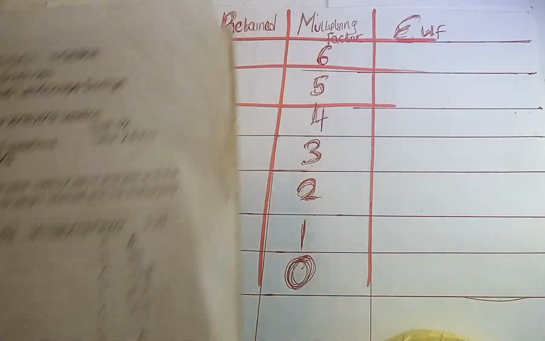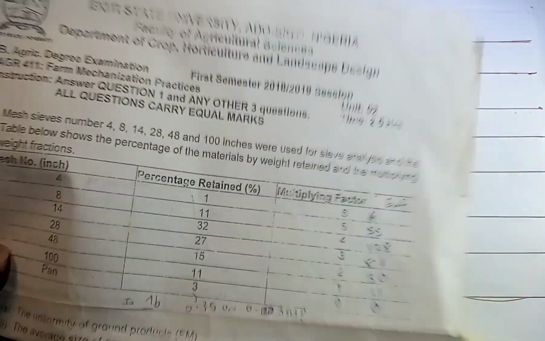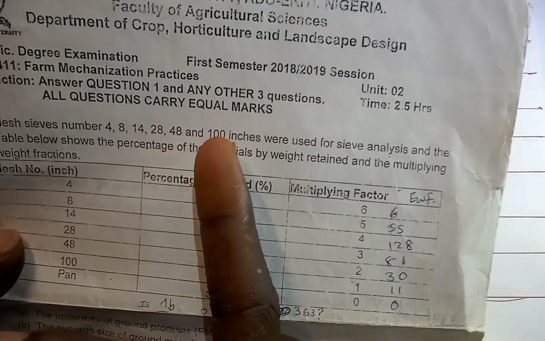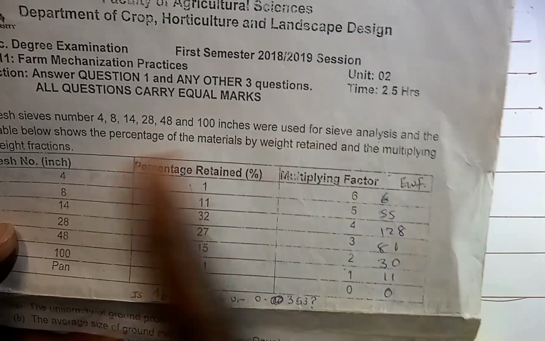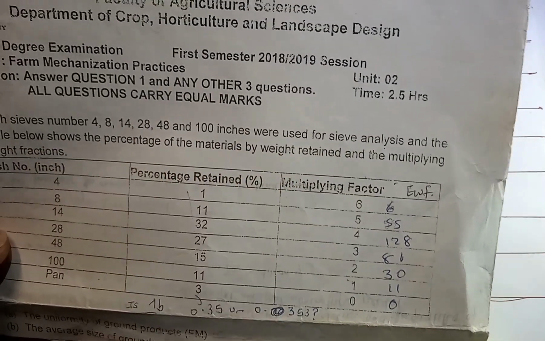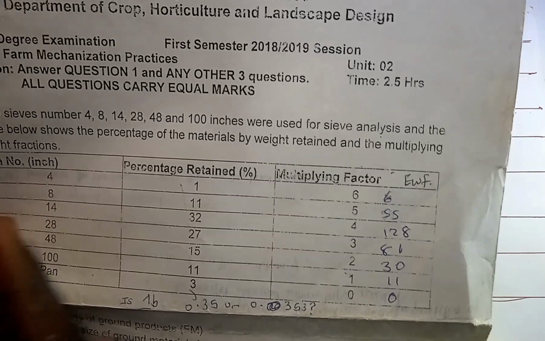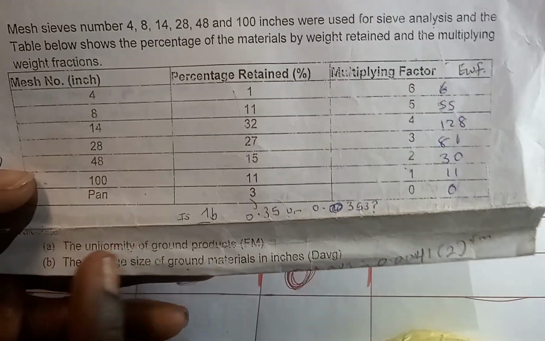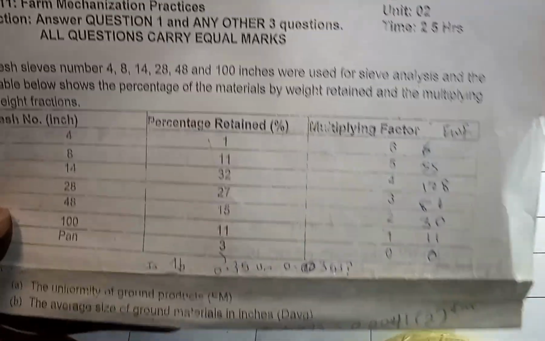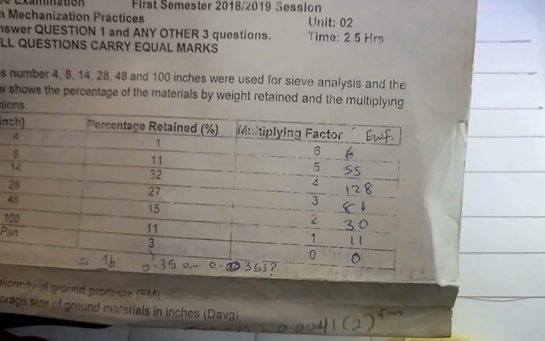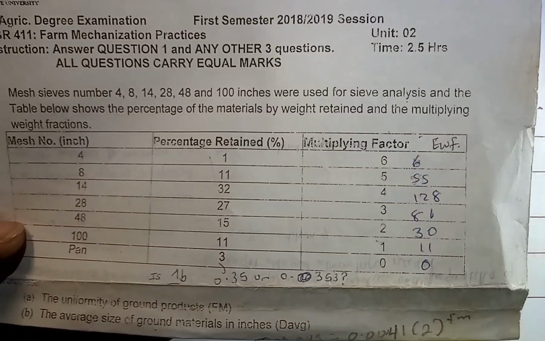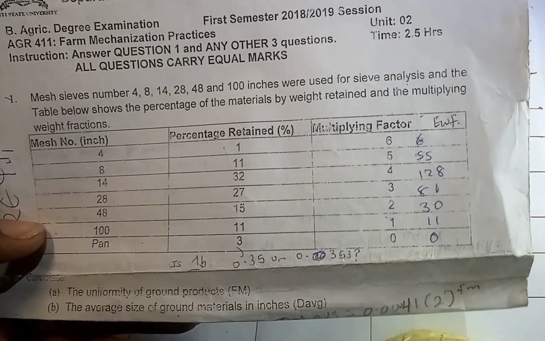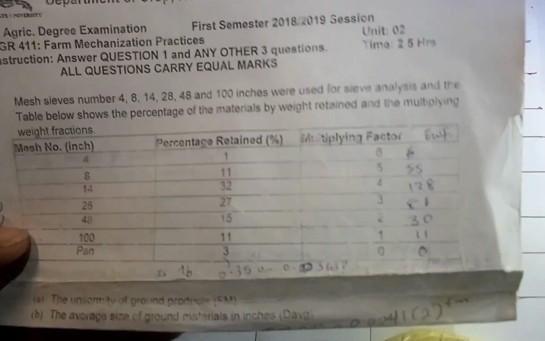So with that being said, let us proceed to the question. The question said that the mesh sieves number 4, 8, 14, 28, 48, and 100 inches were used on sieve analysis, and the table below shows the percentage of the materials by weight retained and the multiplying weight fraction. Now, find the uniformity of ground materials. That is the fineness modulus. And don't forget the formula: the sum of the weight by fraction all over 100.